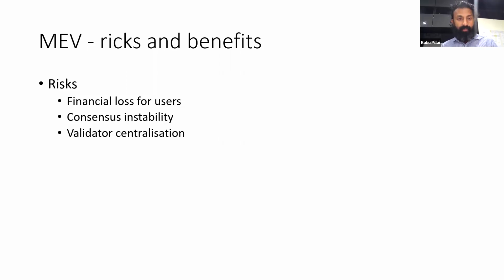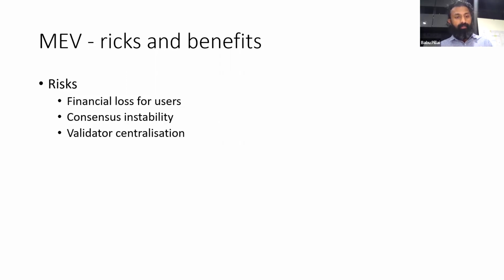Consensus instability. There are situations where MEV is sitting in past blocks, where miners will dig for that block and then try to extract it by reordering the transactions, reordering the block. That is the situation of consensus instability.